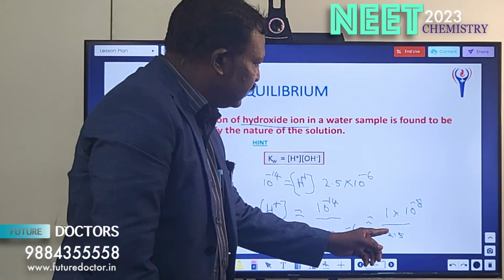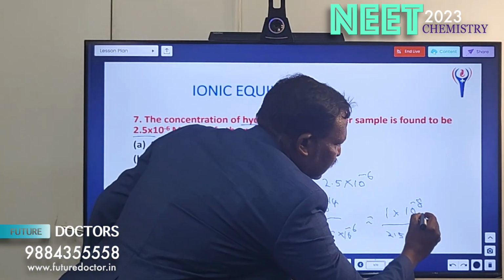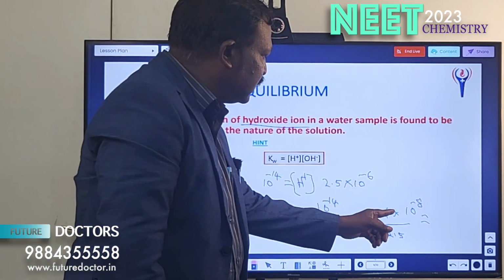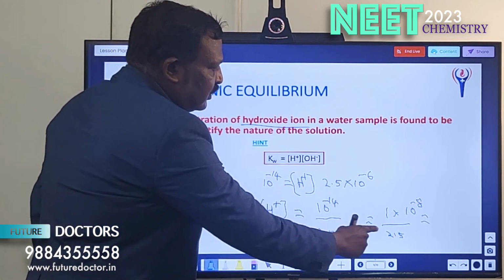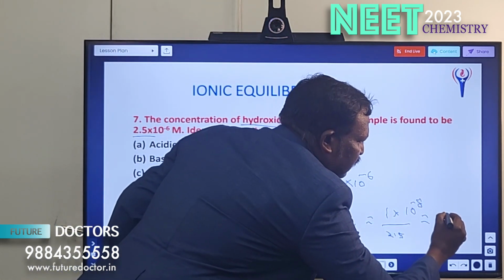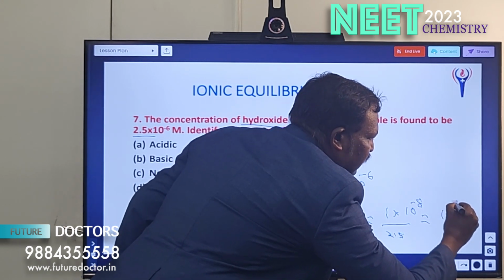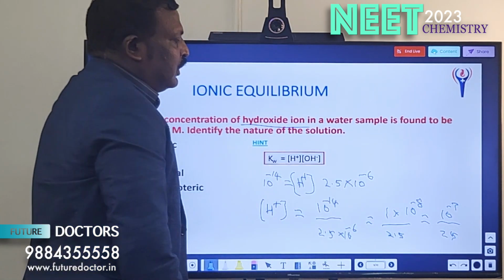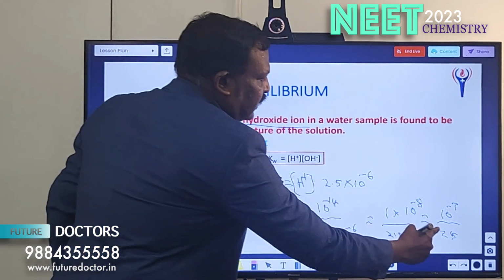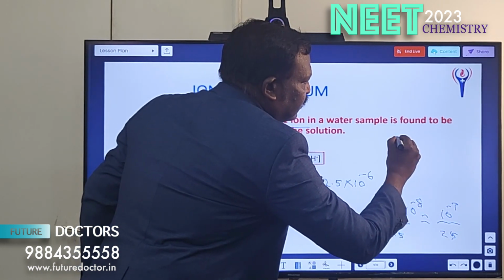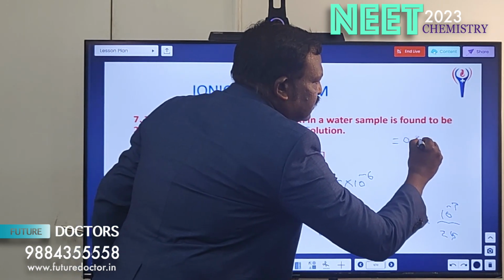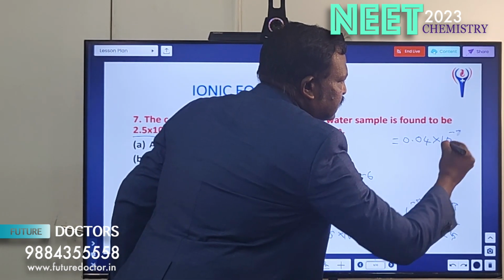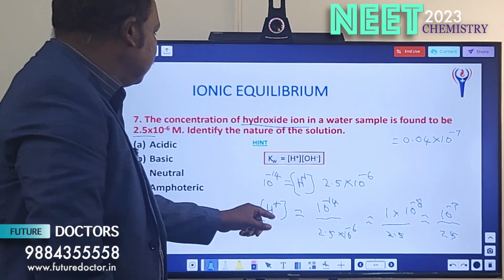Understood? Now, again, to simplify this, suppose we multiply both sides by 10. It will be 10 power minus 7 by 1 by 25. 1 by 25 we can consider as 0.04 into 10 power minus 7. Understood? It's the concentration of H plus ion.